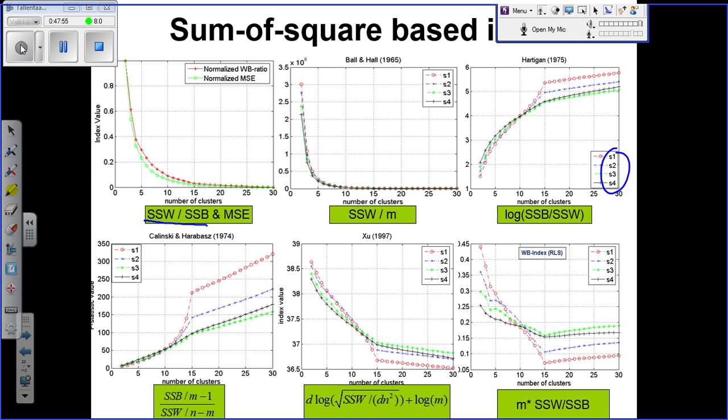This one doesn't really solve anything. Ball and Hall, SSW divided by M, also doesn't solve anything. Maybe I just made a typo there, I should multiply. Logarithm of the ratio. Okay, now we see the knee points start showing up. So it could be like the first step, and then some post-processing could be done, but still it doesn't work.